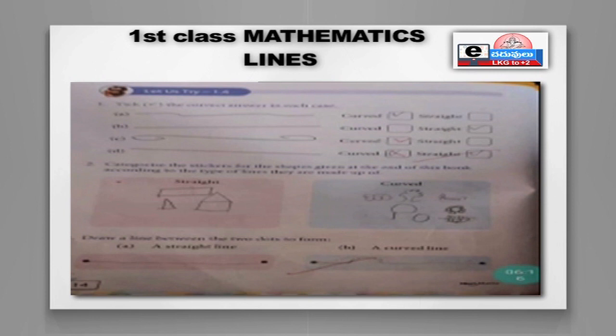Curved line means you can draw however you like, as a wave, whatever it may be. In which shape you can draw, shapeless. Okay. Let's see the next topic.